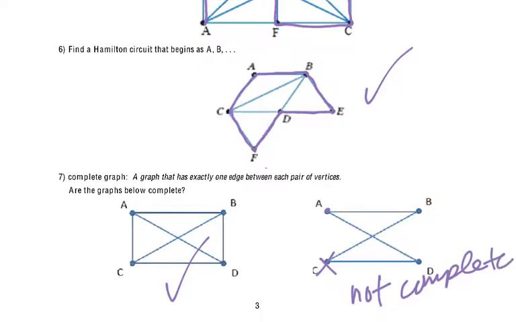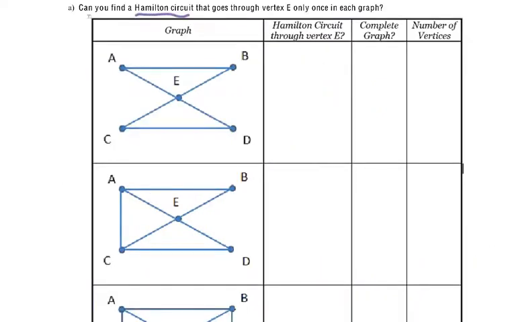All right, we're going to look to see if we can find Hamilton circuits that go through vertex E only once in each graph. So let's see. If I start at A, I can go A to B, B to E, but here's the problem. If I go to then D and C, I can't get back up to A without going through E again, and that's not allowed. So no, we can't do that. Is this a complete graph? No, because there's not an edge between each pair of vertices. And this had 5 vertices, A, B, C, D, E.